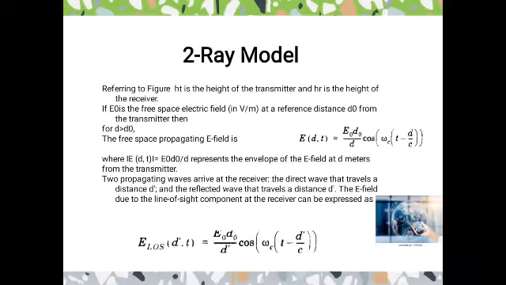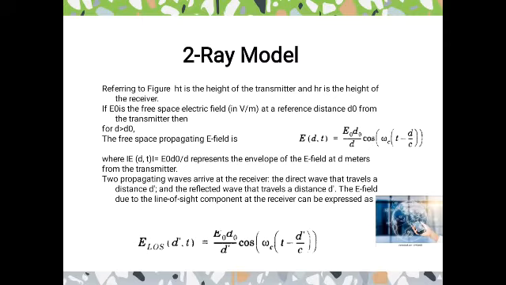When you are going for the two-ray model, referring to the figure, HT is the height of the transmitter and HR is the height of the receiver. If E0 is the free space electric field in volts per meter at a reference distance D0 from the transmitter, then for D greater than D0, the free space propagating electric field is given by E(d,t) = E0 D0 / D cos(ωc (t − d/c)), where the modulus of E(d,t) = E0 D0 / D represents the envelope of the electric field at D meters from the transmitter.